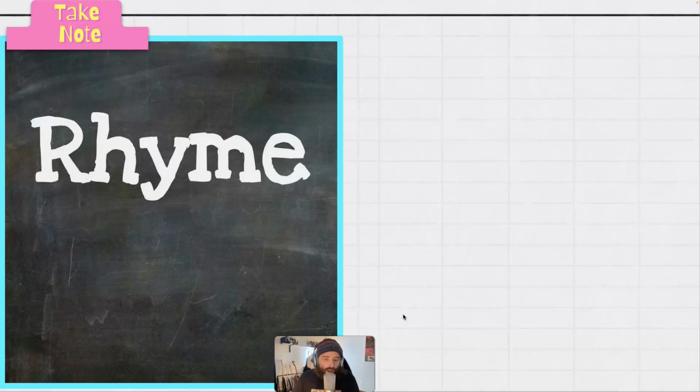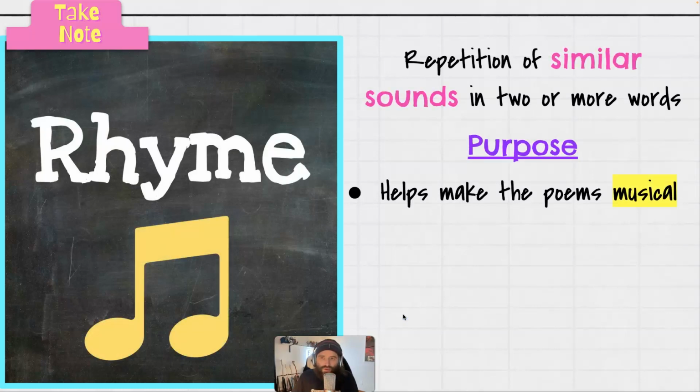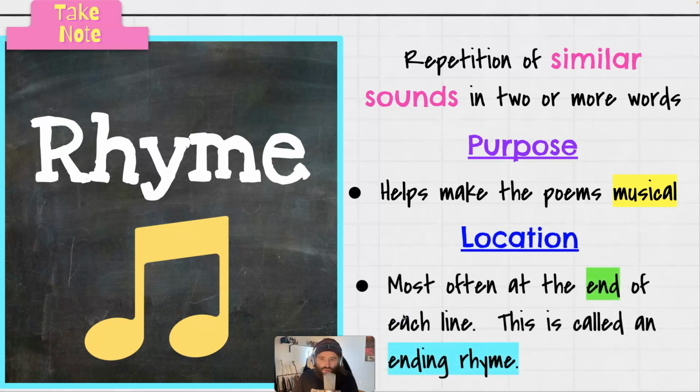Okay. Rhyme. Everyone knows rhyme, or I think we know rhyme. Repetition of similar sounds in 2 or more words. It helps to make the poem musical. Now, where is the rhyme located for it to be rhyme? It must be located at the end of each line, and it's called an ending rhyme. Now, there are other rhymes that exist in the world, but we're only going to be looking at ending rhymes.